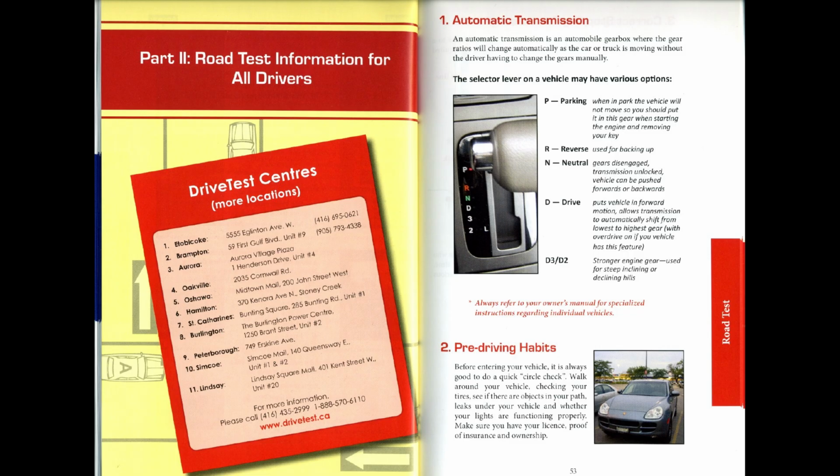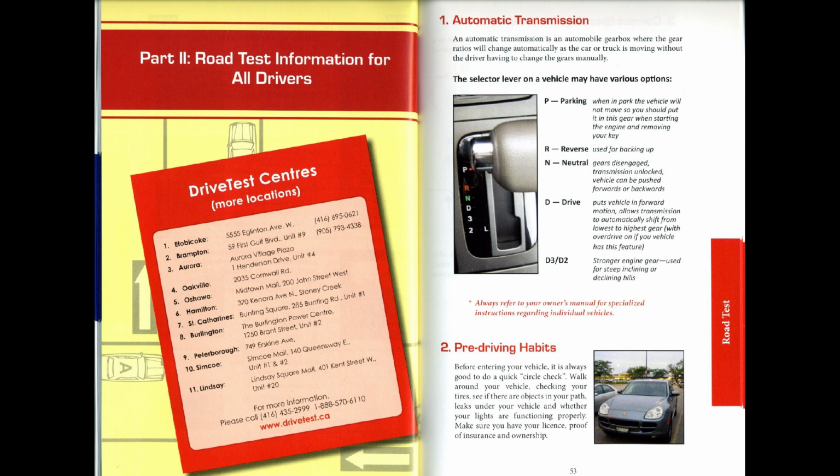Automatic transmission. An automatic transmission is an automobile gearbox where the gear ratios will change automatically as the car or truck is moving, without the driver having to change the gears manually. The selector lever on a vehicle may have various options. P for parking. When in park, the vehicle will not move, so you should put it in this gear when starting the engine and removing your key.